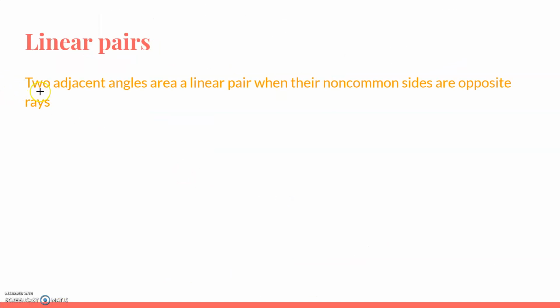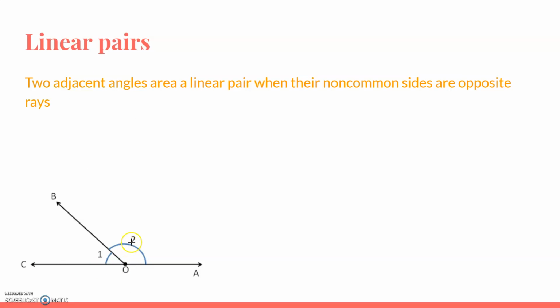Alright, next, linear pairs. Two adjacent angles are a linear pair when their non-common sides are opposite rays. So, for example, in this diagram, as you can see, ray B is the common side for angle AOB and angle COB. The non-common sides are ray C and ray A. Since they're in opposite directions, we know that this is a linear pair.